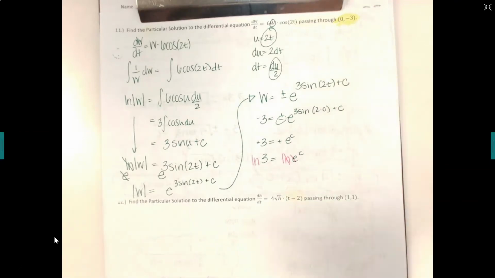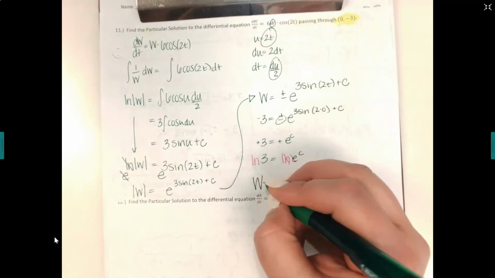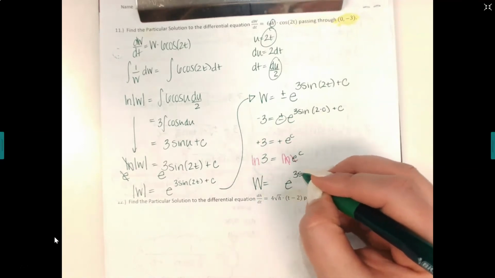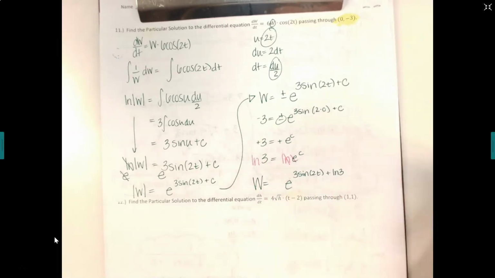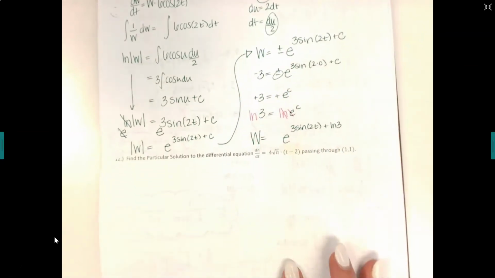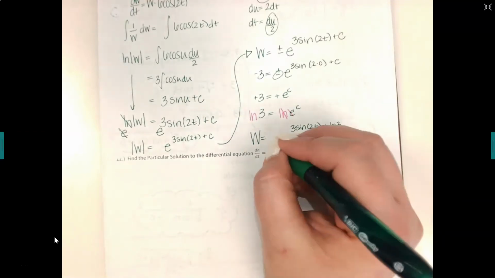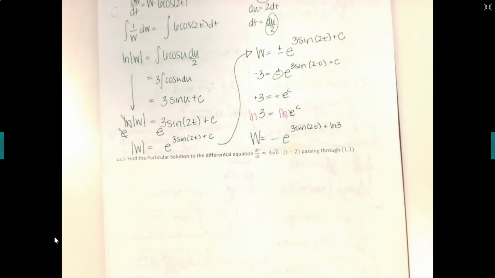So my final answer would be w equals e to the 3 sine 2t plus the ln of 3. Done? Yeah. One thing. Can't pick the plus and the minus. Which one did I pick? The minus. Make sense? Little bit. Little bit? I'll take it.